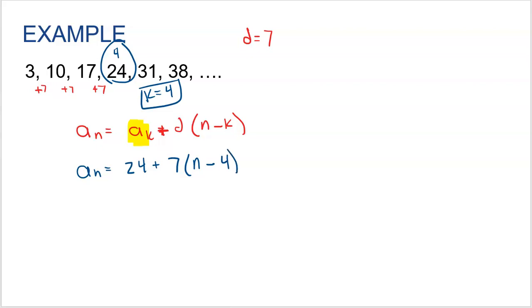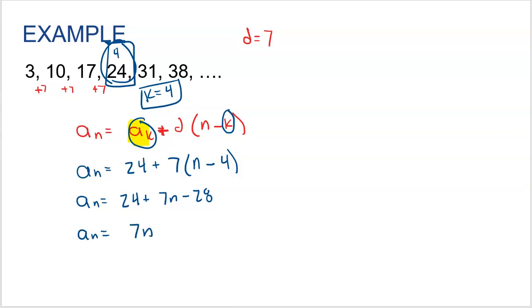So again, I'm picking a term. I picked the fourth term, which is 24. The term value goes right here. That's a sub k. The term number goes right here for k. And then you just simplify. So 24 plus, order of operations, that's 7n minus 28. And then I'm going to combine my like terms. 24 minus 28 is negative 4. There is my formula to find any term I want.